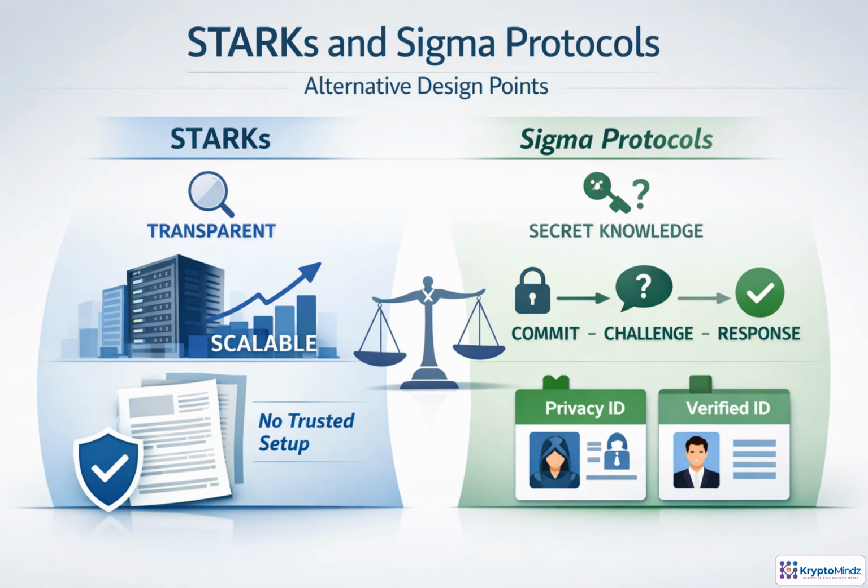STARKs and Sigma protocols highlight different design points. STARKs are built for transparent, scalable proofs, especially for large computations, and often avoid a trusted setup. The trade-off is proof size, which can be larger than SNARK-style systems. Sigma protocols are simpler mental models. Commit, receive a challenge, respond. They fit secret knowledge proofs inside identity and credential systems, depending on the privacy goal.